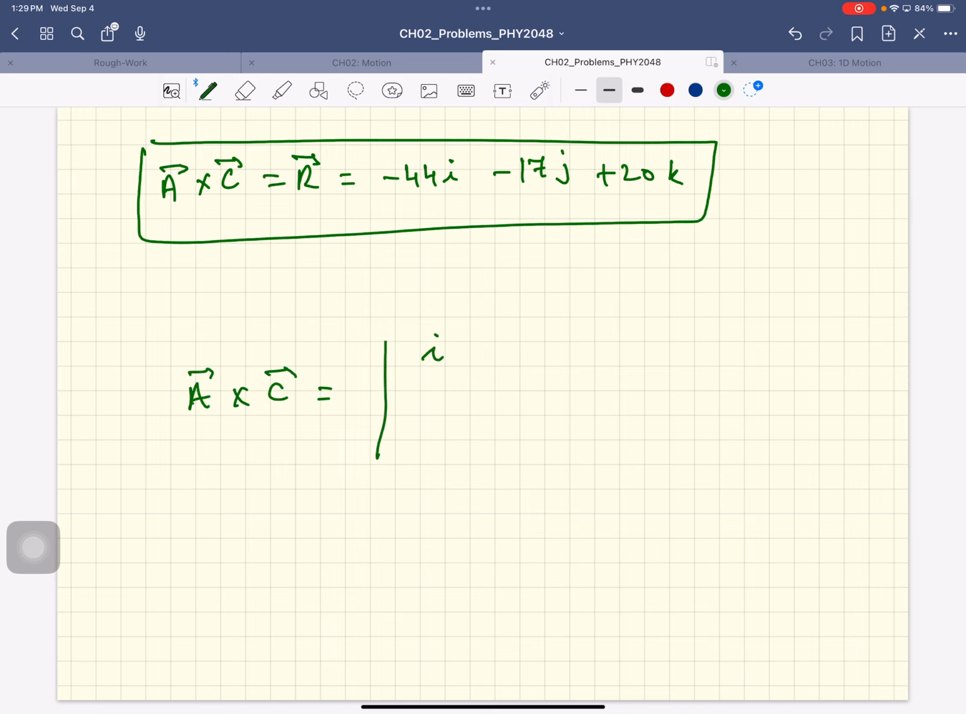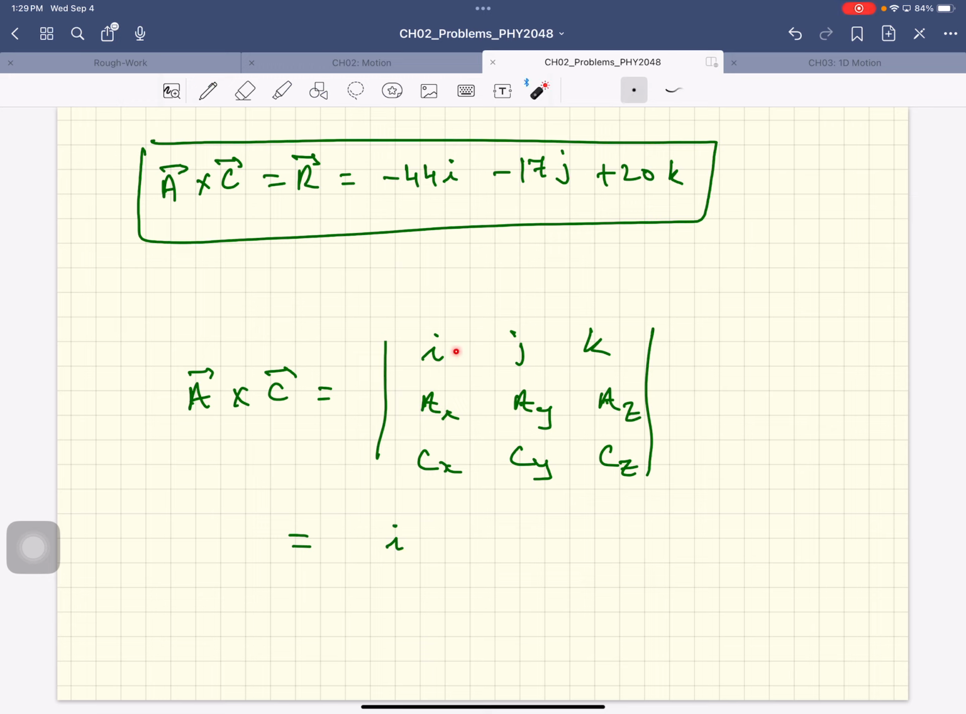So here, A cross C is I, J, K. It's this determinant, X, A, Y, A, Z. I don't know if you've done determinants, and when you expand this in terms of minors, it's I times this is the minor you multiply it with, and there's a minus 1 to the power, first row, first column, so minus 1 to the power 1 plus 1.